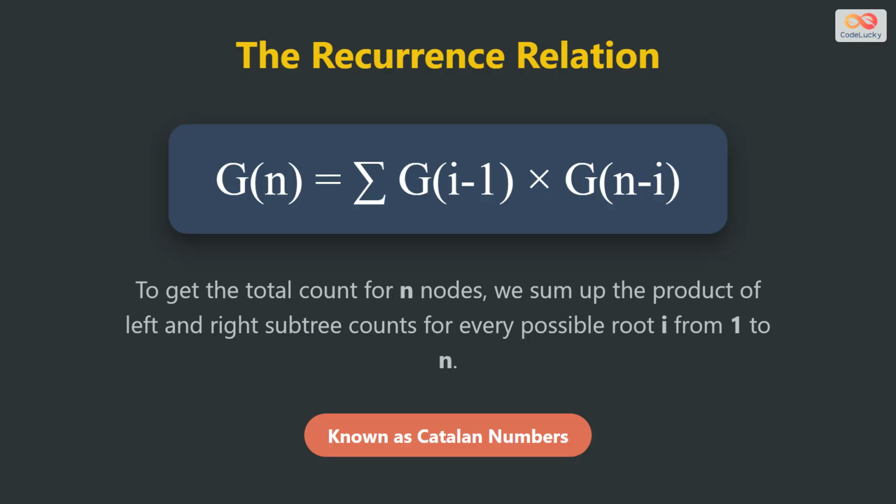This leads us to our recurrence relation. Let g(n) be the number of unique BSTs with n nodes. To find g(n), we sum up the possibilities for every possible root i from 1 to n. For each i, we multiply g(i minus 1) by g(n minus i). This sequence of numbers is famously known as the Catalan Numbers.